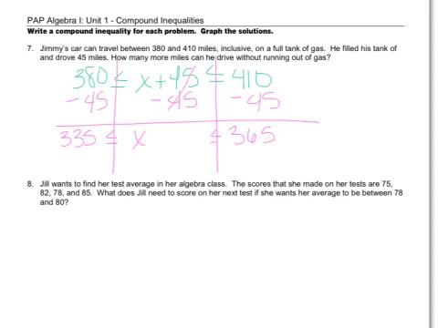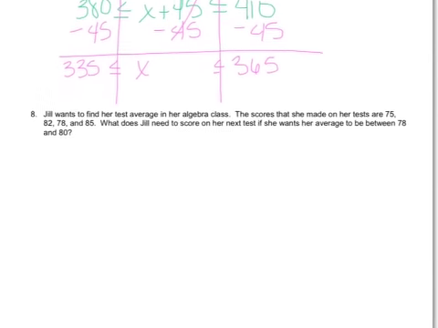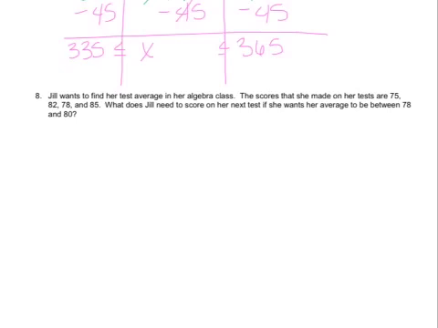Okay, so there is that one. So let's do number 8. It's an average question, and I put it on here because we're still sort of struggling with these. So Jill wants to find her test average in her class. The scores she made on her tests are these scores. She made a 75, an 82, a 78, and an 85. We want to know what she has to make on the next test for her average to be between a 78 and an 80. She doesn't have a specific number. She just knows that a 78 to an 80 will be okay and her mom will not be angry.